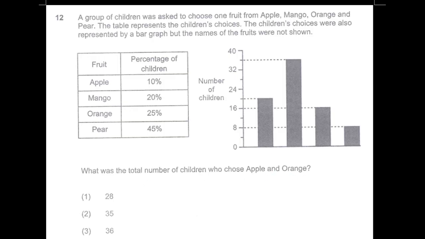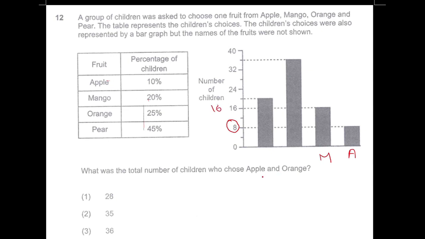So in order to get this, you need to find out how many children choose apple and how many children choose orange. From the bar graph, apple is 10%, so it's the smallest among the rest. Which means this is the graph with the smallest height, so this must be apple. And how many apple is that? 8. Mango is 20%, the next one. So the next taller one must be mango. And mango is 16.